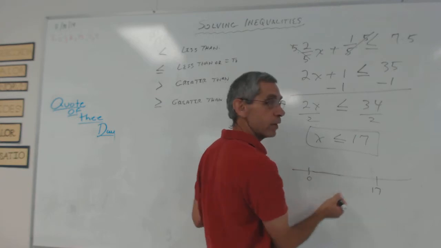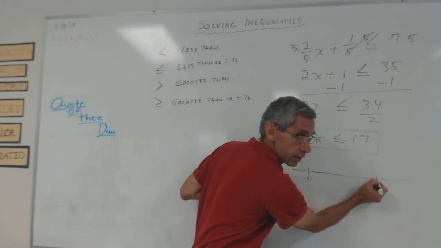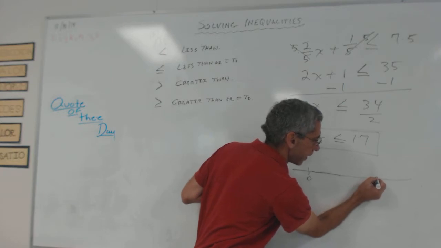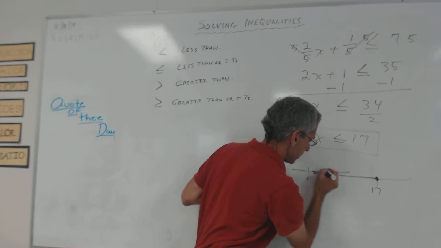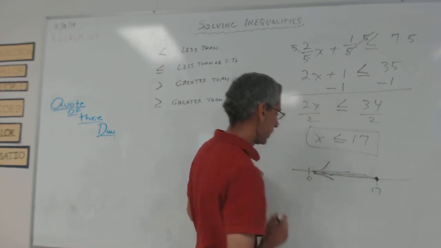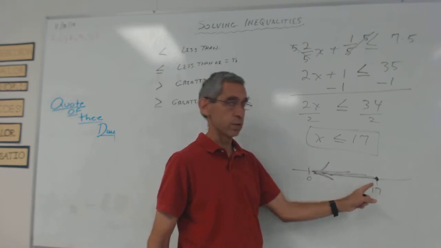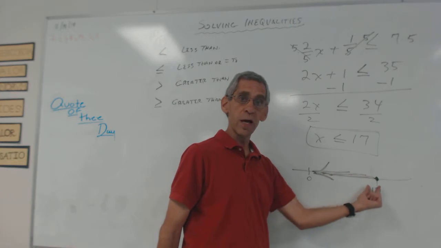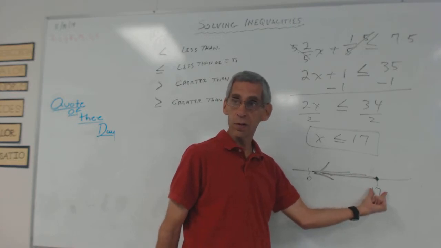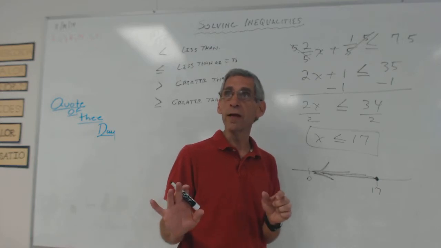X is less than or equal to 17. It's got to be a closed solid dot, right? And it's going to go this way, right? You got the idea. It's going that way. It's less than 17 or equal to, right? Okay, fine. So the solid dot means it equals. The open dot means it does not equal, but it starts there, right? Everybody's with me, right? Makes sense.